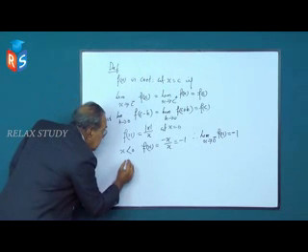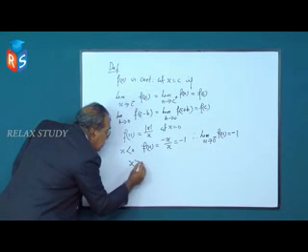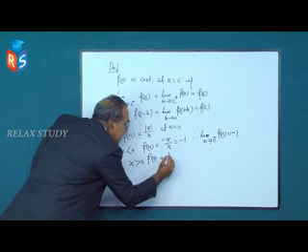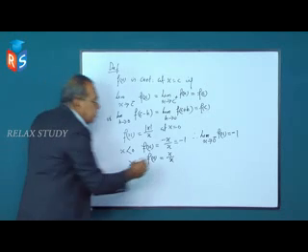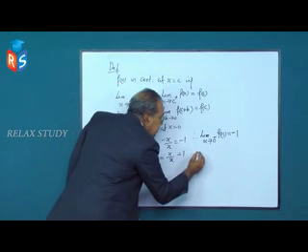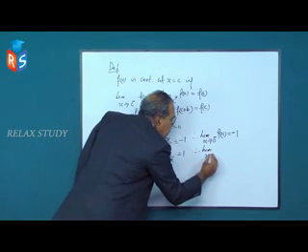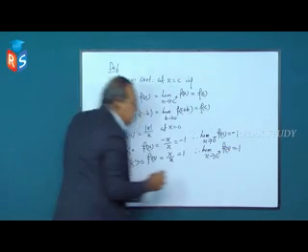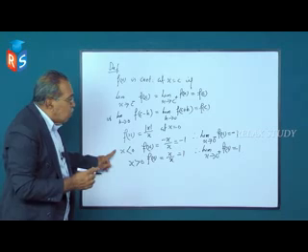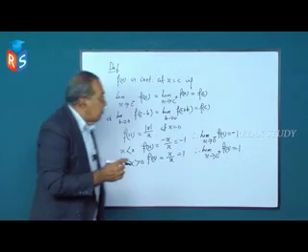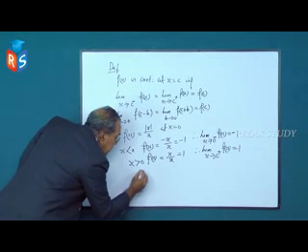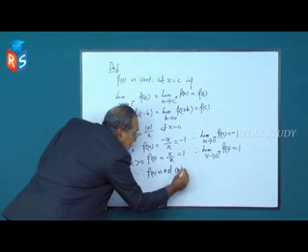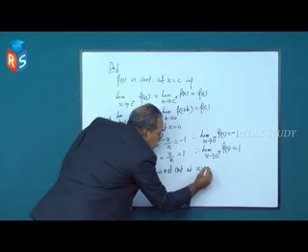And for x greater than 0, f(x) is equal to x by x, or is equal to 1. That is, the limit as x tends to 0 plus of f(x) is equal to 1. That means the left hand side limit is not equal to the right hand side limit. Therefore, f(x) is not continuous at x equals 0.